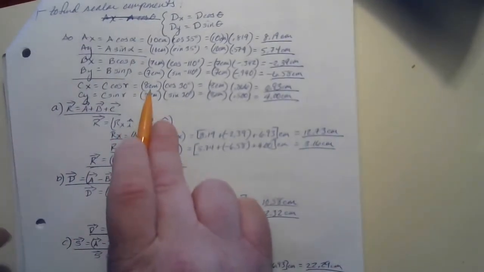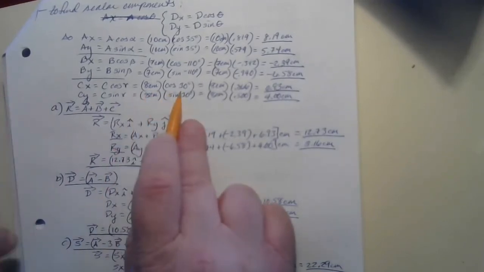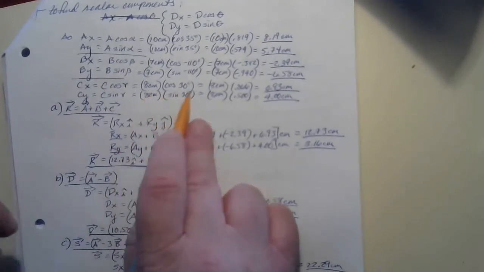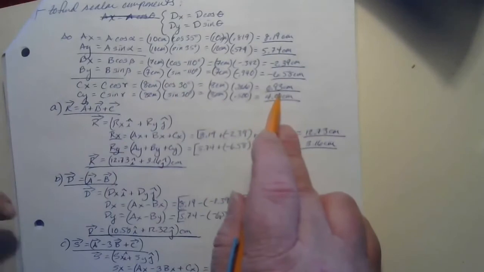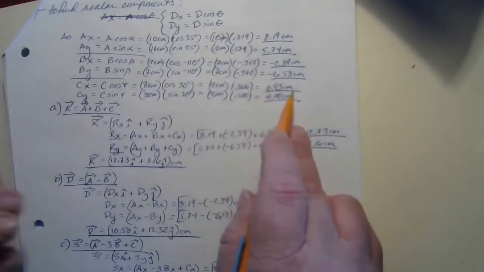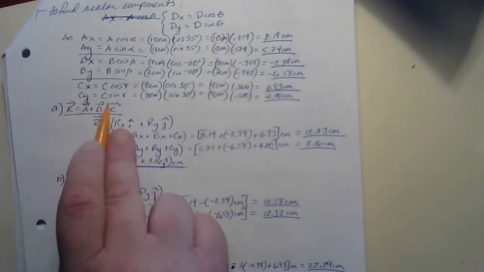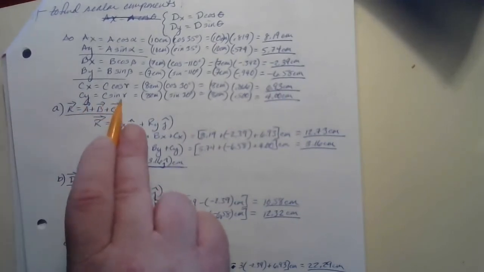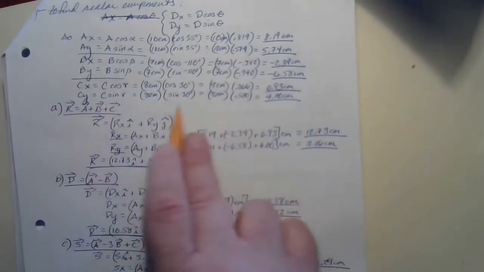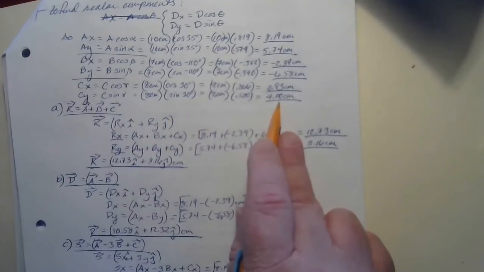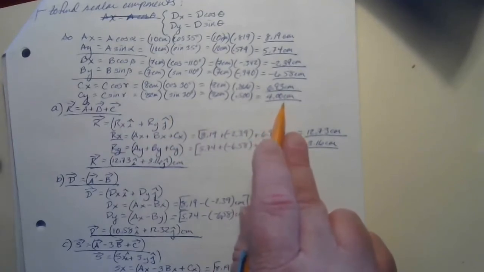Let's see. The magnitude of vector C was 8 centimeters, and the angle was indeed 30 degrees. And so it's 8 centimeters times cosine 30, and you get 6.93 centimeters as the x component for vector C. And the y component for vector C is c times sine of gamma, gamma being 30 degrees. And you end up with 4 centimeters exactly as the y component of vector C.